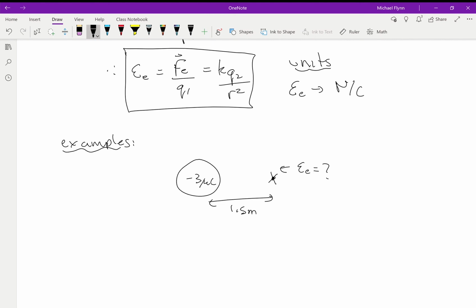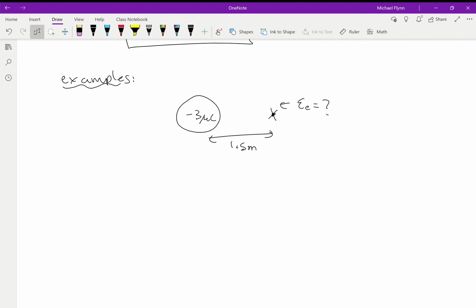They'll say, what's the field intensity right there? Well, you just go ahead and use a formula. So you would say the electric field intensity is KQ2 over R squared. Now that is Q2, it's not your test charge. Your Q1 is gone. We took it out and we're just saying, per coulomb of test charge, how much force do you get? We'll just plug these numbers in.